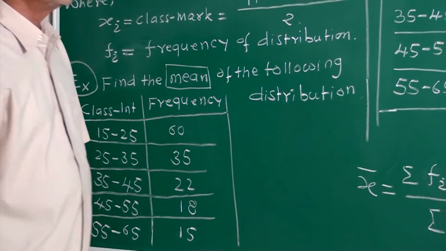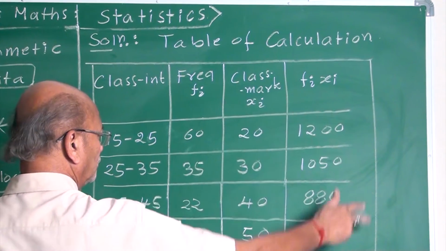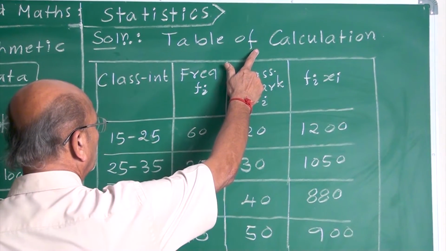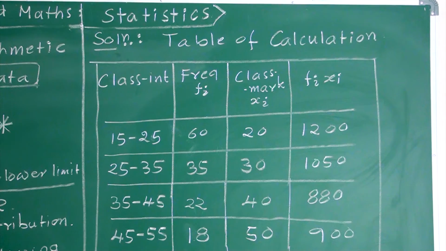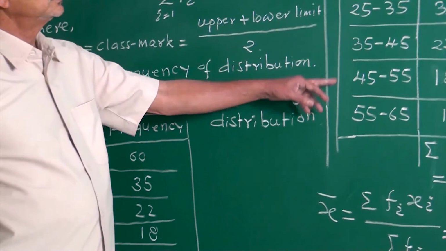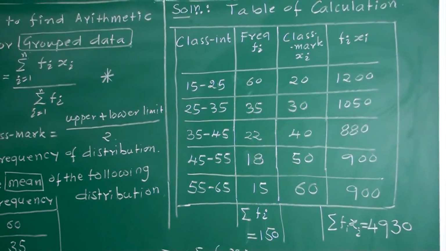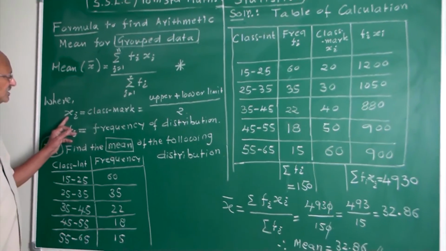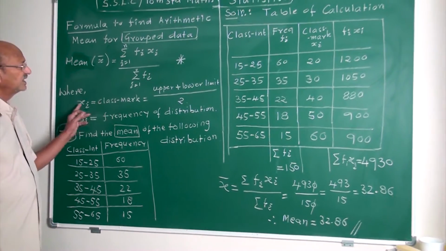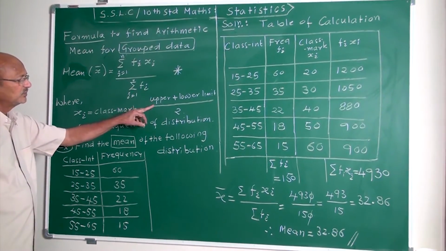This is the method. Solution. This is known as the table of calculation. First, what you have to do? The same two columns we write here, the same first column and second column, as they are. Now, what is the third column? We have to find the class mark, that is xi. How to find xi? Upper limit plus lower limit upon 2.